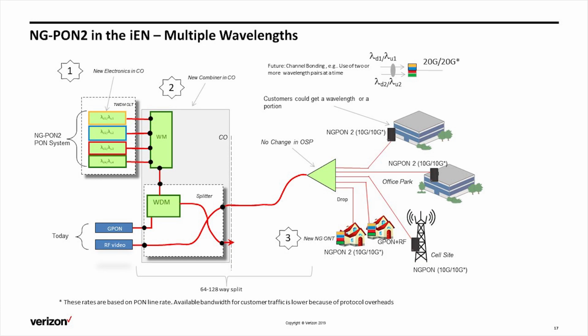So how does that work into the network? Well, if you go back to this picture, and let's say, for example, that we're overlaid on a GPON network with a single NG-PON2 wavelength, and we're using that to serve some residential customers here.